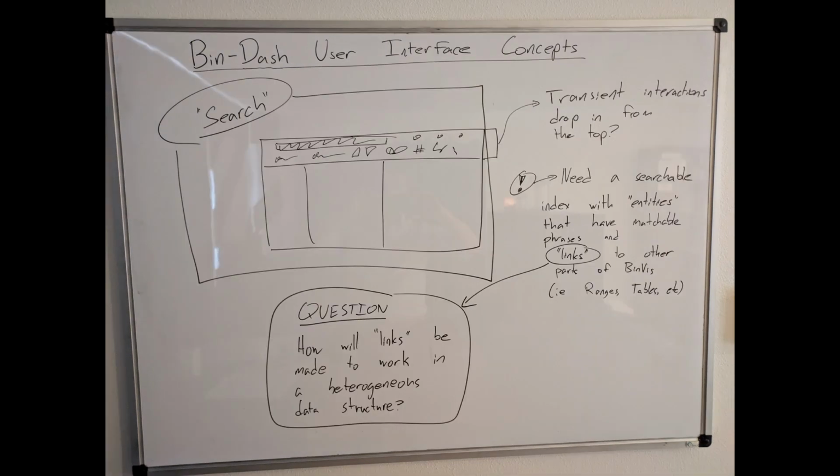Another piece of the interface that I definitely want to support is a file-wide search. For that to make sense, somehow an index needs to get generated with all of the searchable key phrases and the entities that they link to. And somehow we need to define what a link is going to be.